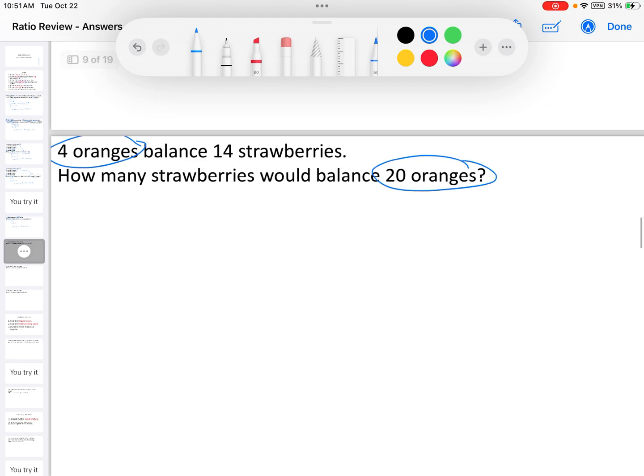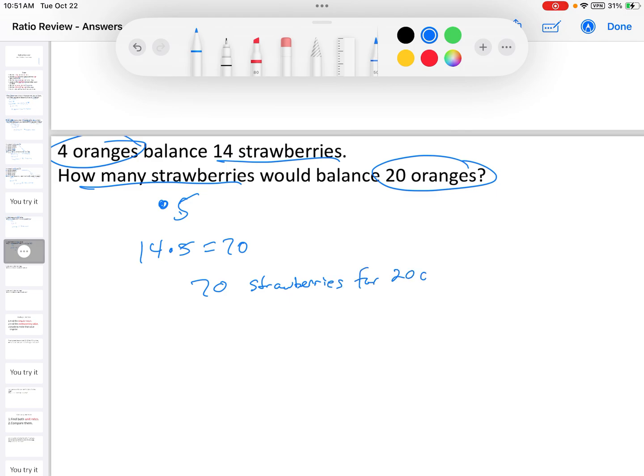This says 20 oranges. This said 4 oranges. How do you go from 4 to 20? You multiply by 5. So this says how many strawberries? That's 14 strawberries. So 14 times 5 is 70. 70 strawberries would balance 20 oranges.